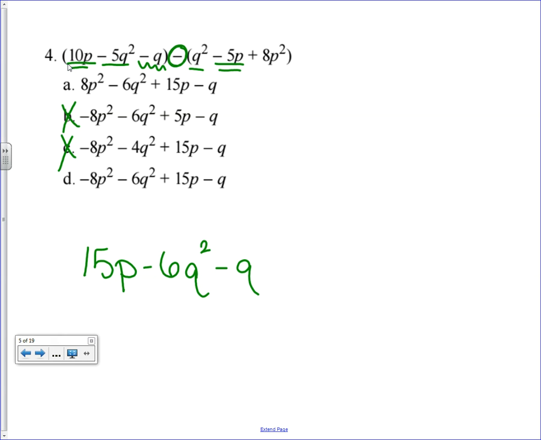And then last but not least, I have this 8p squared. Now, folks, I can't just drop it down because it's being subtracted. So if you subtract this, what is it going to be? Negative 8p squared. So it looks like it's going to be letter D. Be deliberate, please, and show your work.